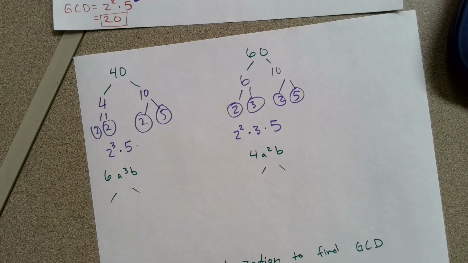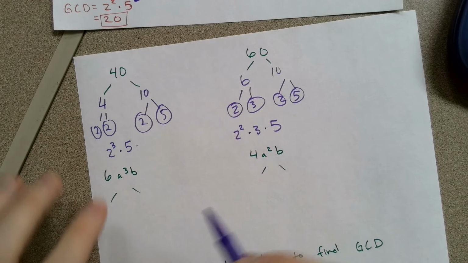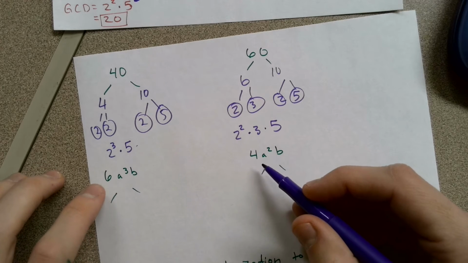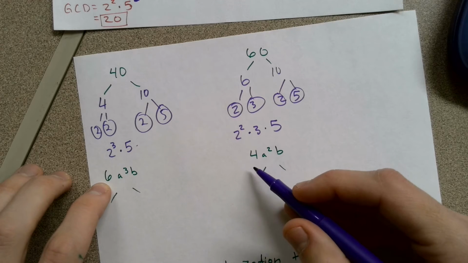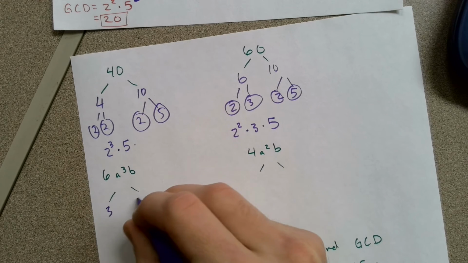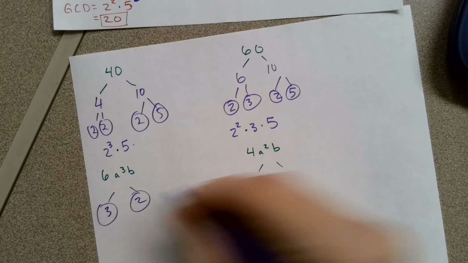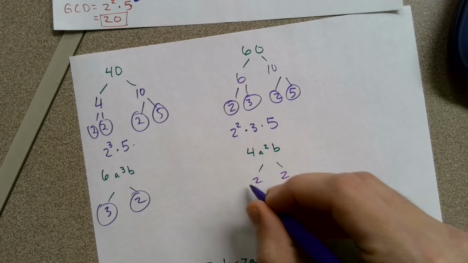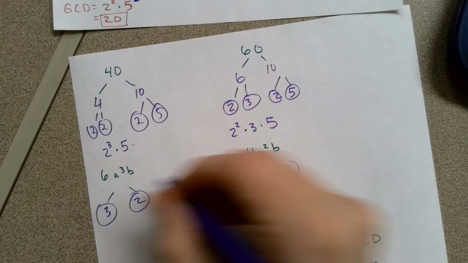Nothing. We don't do a single thing with them. We leave them just how they are. What's really important is that we find our 6 and our 4. So that's what I'm going to start with. 6 can be written as 3 times 2. Those are prime. 4 can be written as 2 times 2. Those are prime as well.